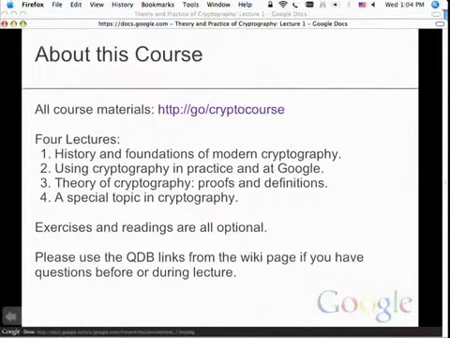Third week, I'm going to focus on more theoretical cryptography and talk about some more of the math and the underlying definitional stuff. So that'll be interesting if you're interested in more of the math side or the theory of computation side.